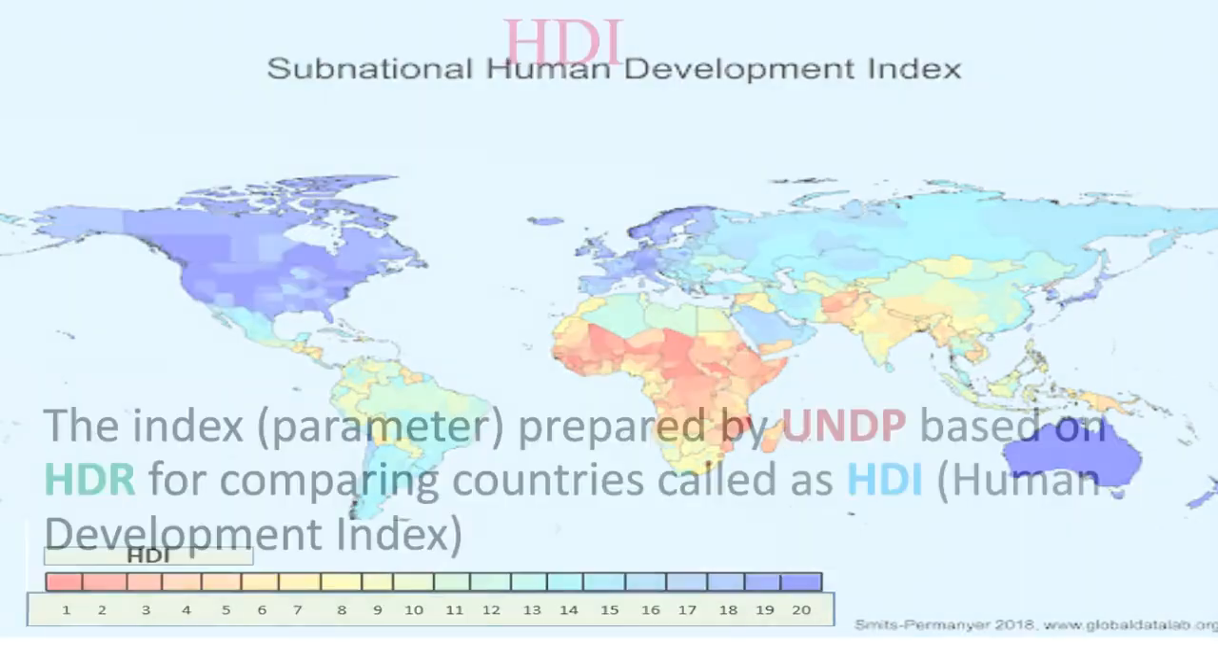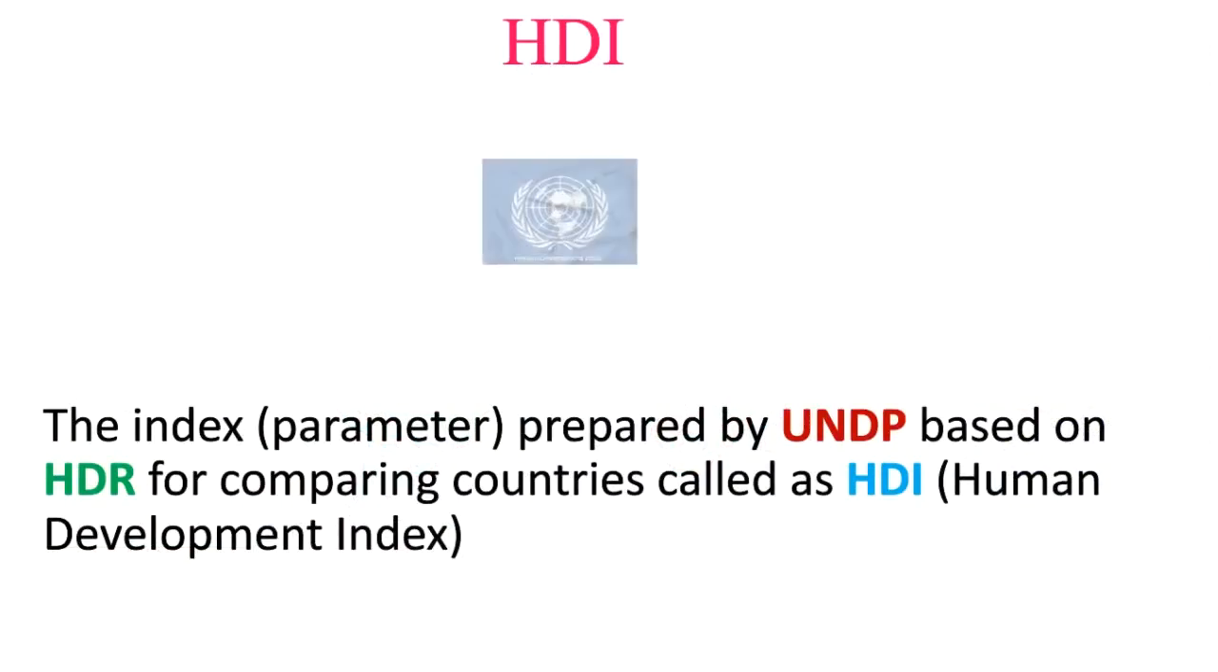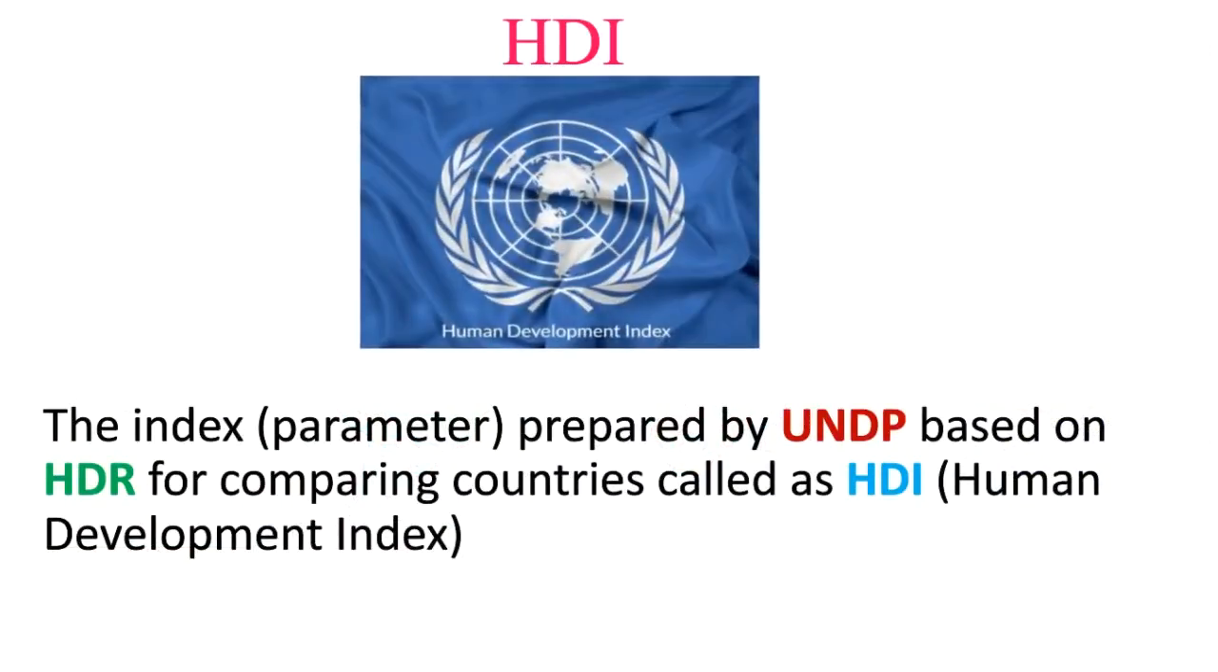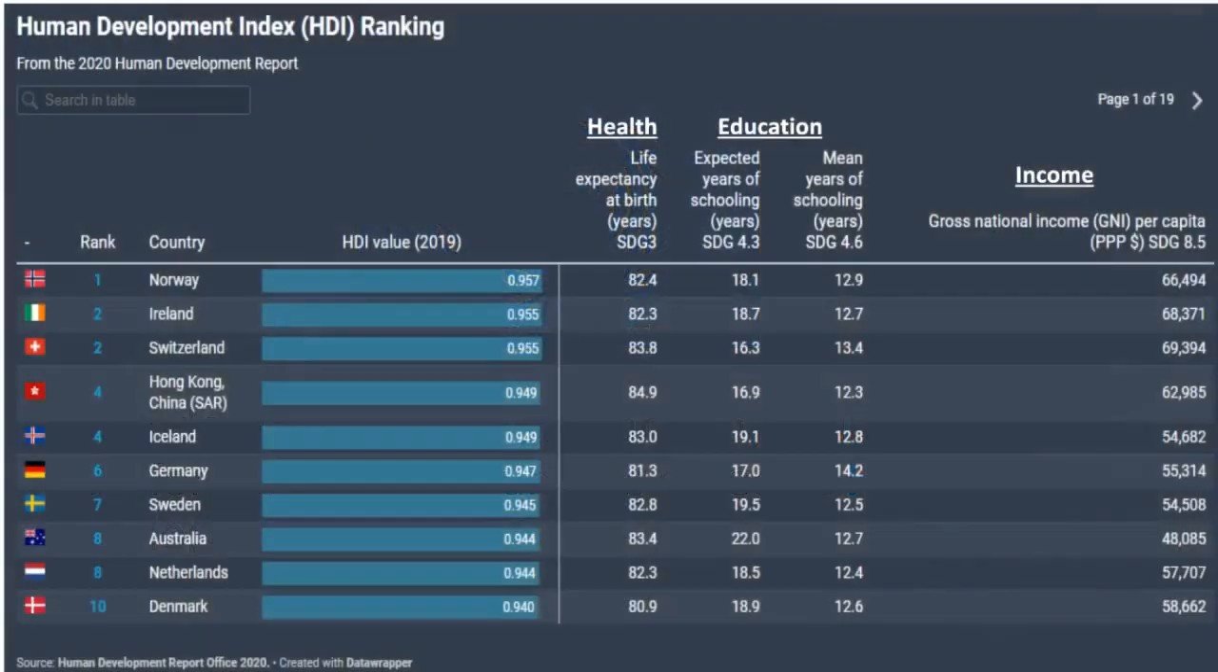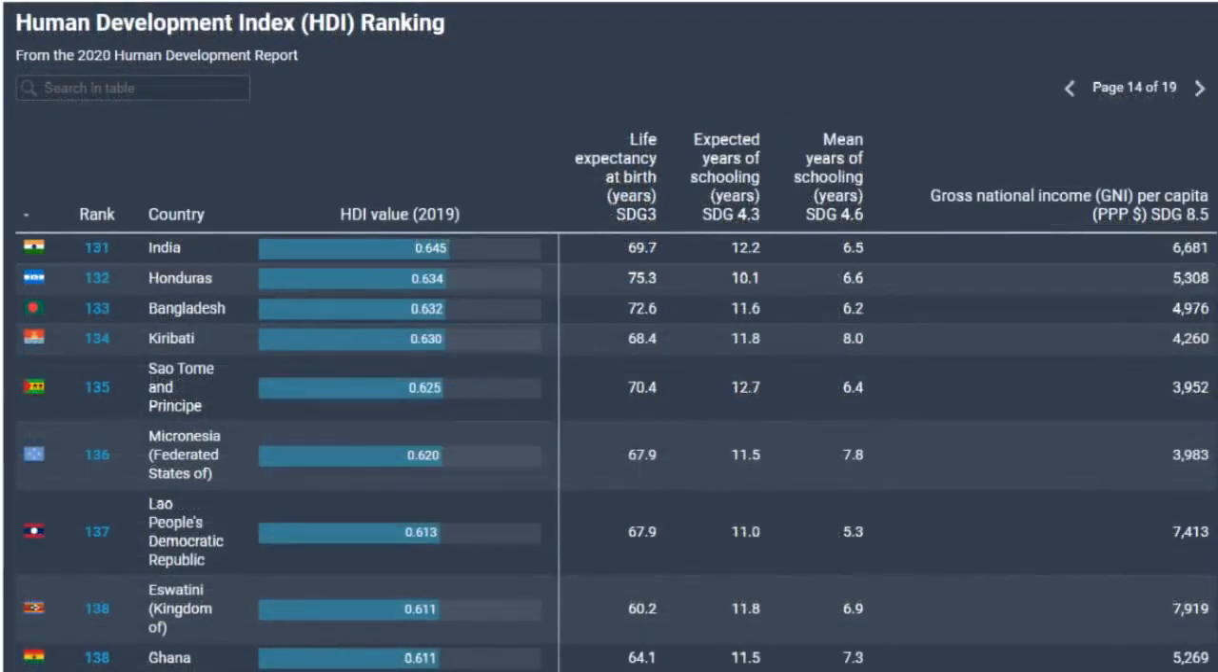Finally, let us define HDI. The index or parameter prepared by UNDP based on HDR for comparing countries can be called HDI. Before concluding, let me show the table once again. Just see India's rank in terms of HDI value during 2019.